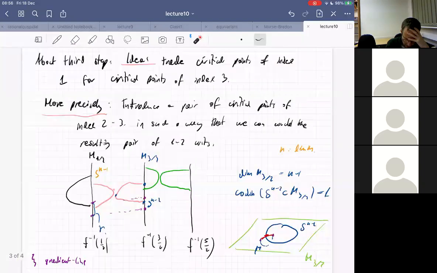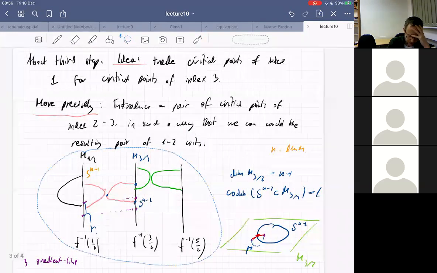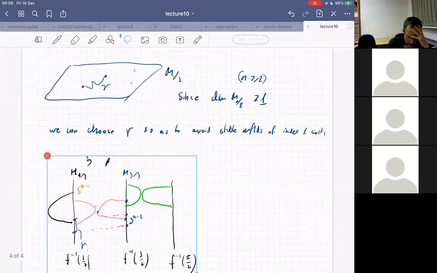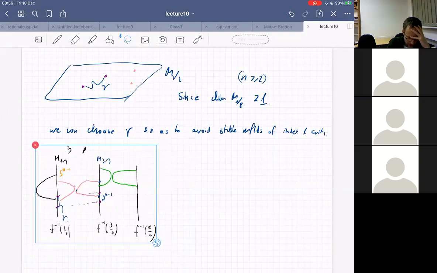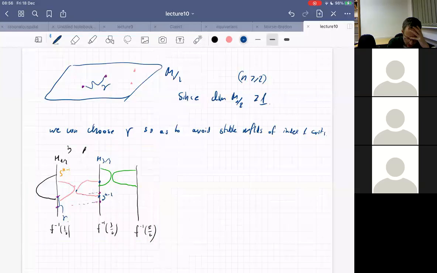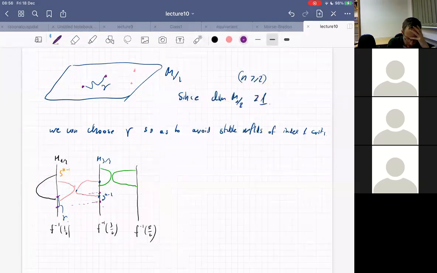I copied it, but it didn't work. Okay, maybe I should do it once again. Okay, so here we are. And now I have the cycle gamma in here.